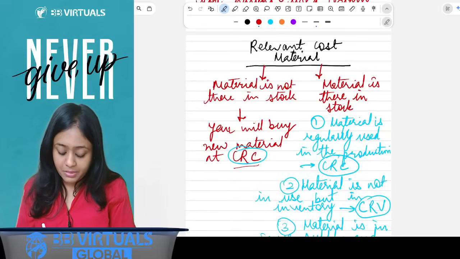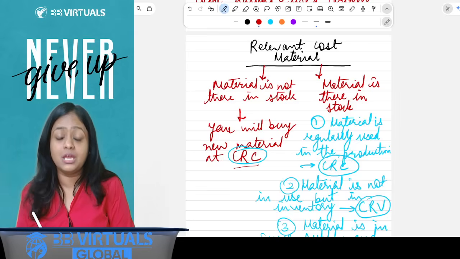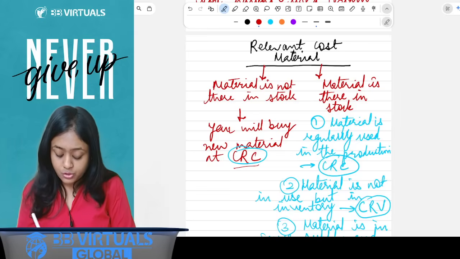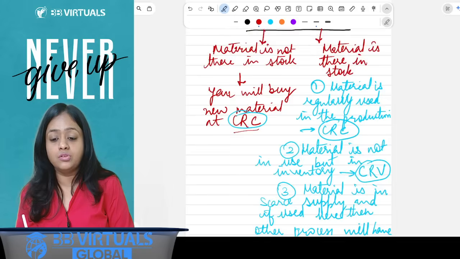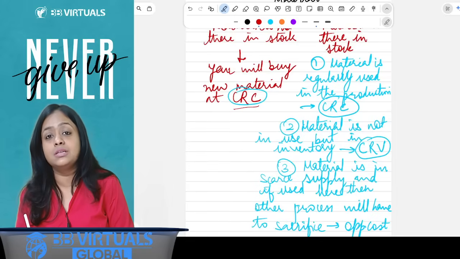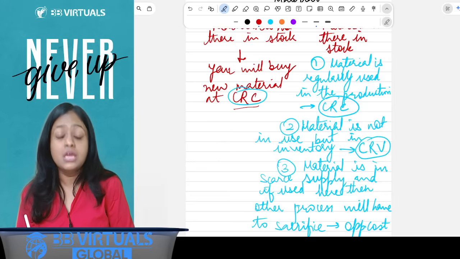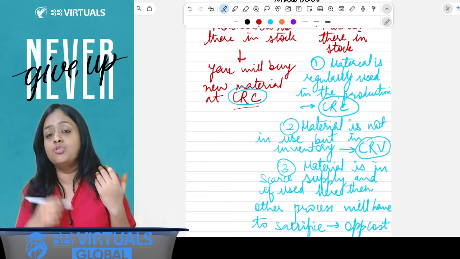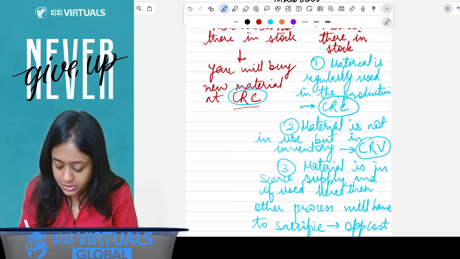Now when the material is not in stock, you have to buy it from the market and replenish it to get it to your stock, so you will buy it at the current replacement cost. When your material is in stock, it depends upon whether your material is regularly used by other products of the company or not. If it is regularly used, then you need to replenish the stock and you would do it at the current replacement cost.